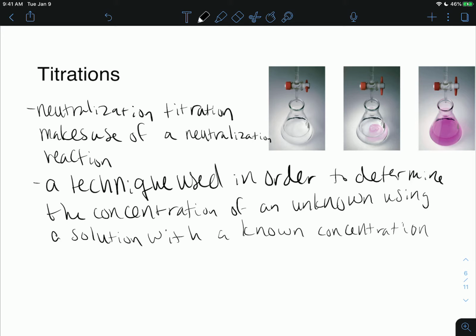So in the case of an acid-base titration, one of them, the acid or the base, will have an unknown concentration, and the other one, the one that you're going to react it with, is going to have a known concentration. So it's going to be a stock solution, or in titration we also call this a standard solution. So we're going to use a standard solution, react it with the unknown to find out what the concentration of the unknown is. So our standard solution is added until the two substances are stoichiometrically equivalent.